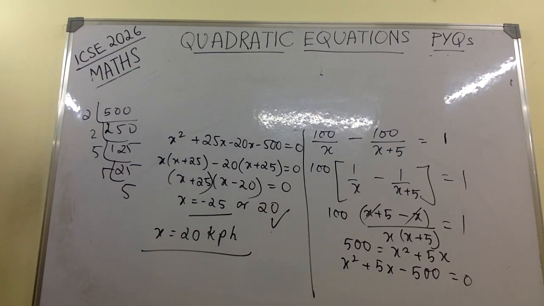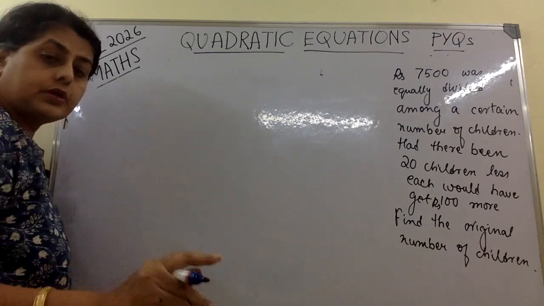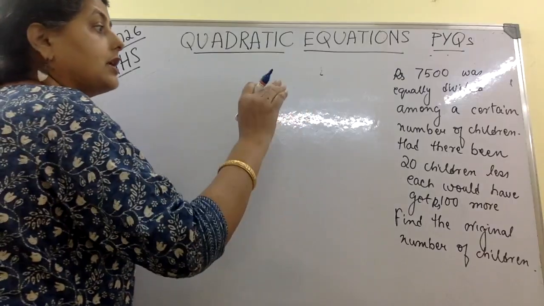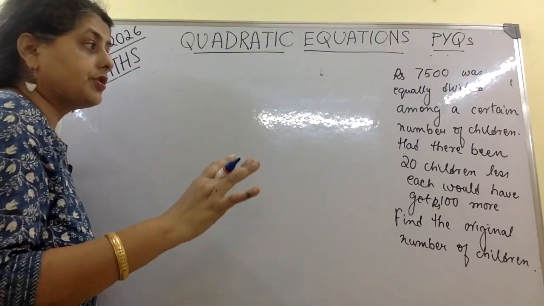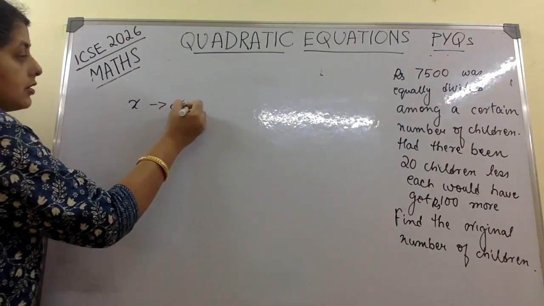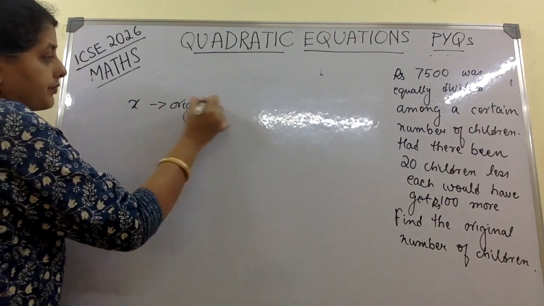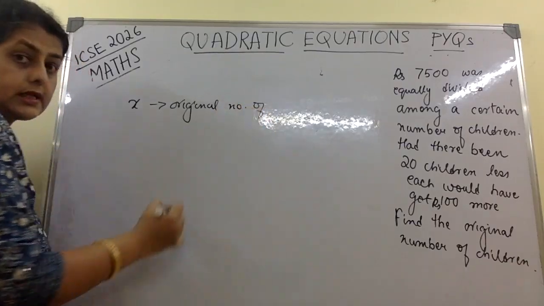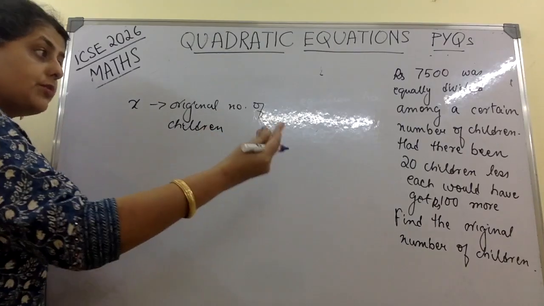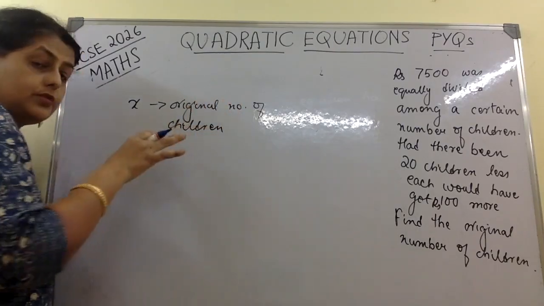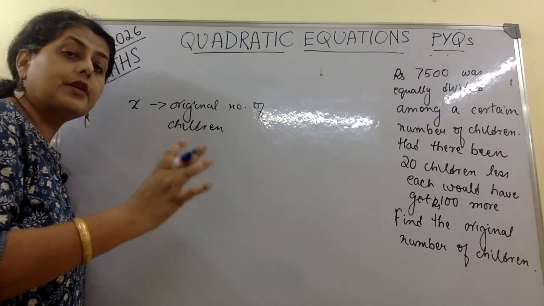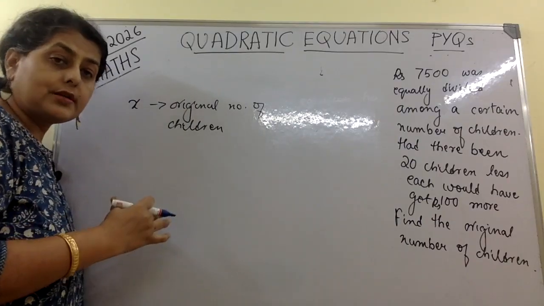Okay, let's see the next question. Now here is our next question, rupees 7,500, and they were giving it to a number of children. That number of children, x, is the original number of children. Okay, now they are saying if there had been 20 fewer children, each child will get 100 rupees more because 20 children have been reduced.